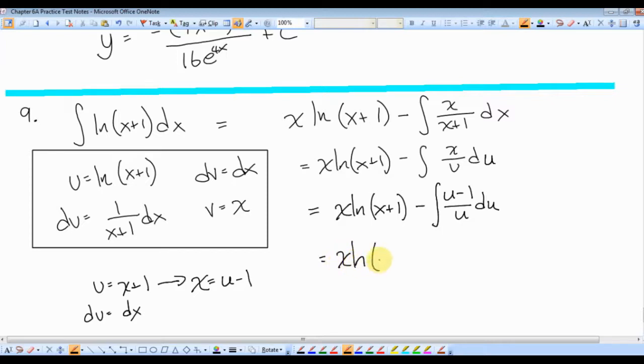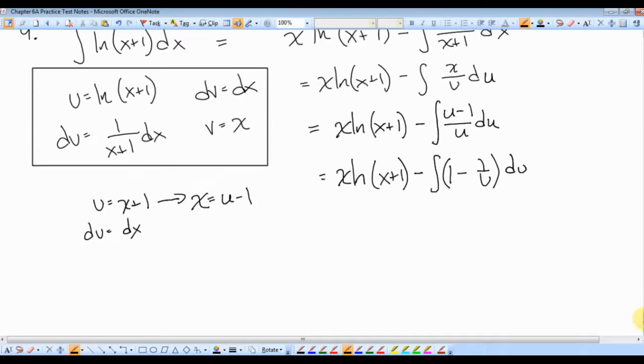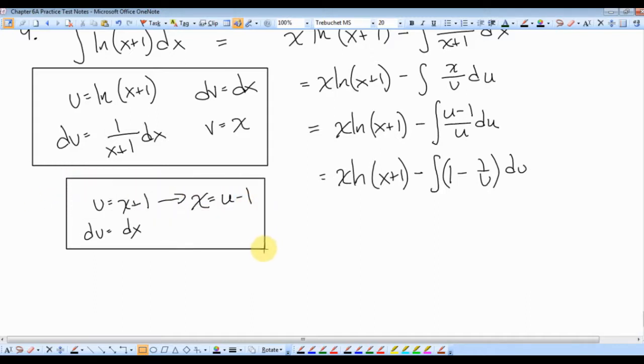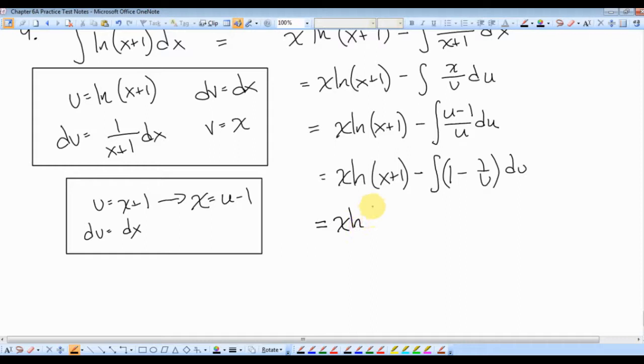x natural log of x plus 1 minus the antiderivative of 1 minus 1 over u du. You can separate a numerator, you just can't separate a denominator. Hey, what's the antiderivative of 1? u. What's the antiderivative of 1 over u? Natural log.